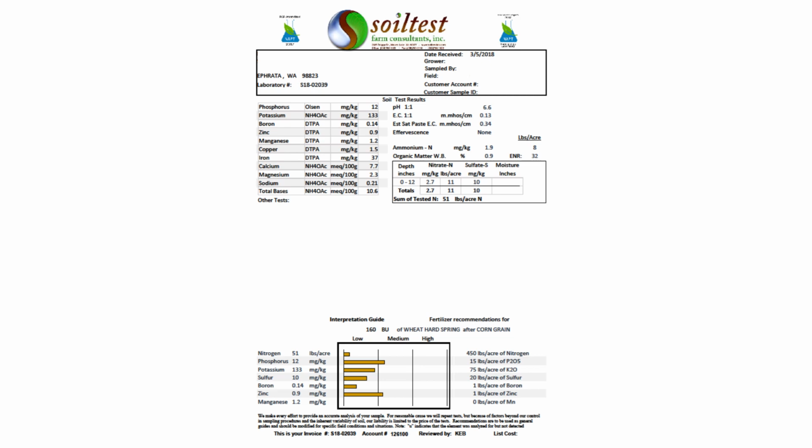On the left-hand side of the report, we have the different macro and micronutrients. They are listed by the nutrient, the method used to extract that nutrient, the units that are given, and then finally in the last column is the result. In the top line we have phosphorus, which was extracted by the Olsen method, which is a sodium bicarbonate extraction. The units are again given in parts per million or milligrams per kilogram, and the result is 12.